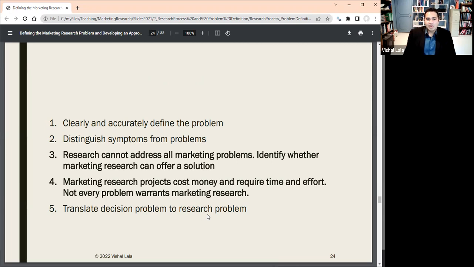So as I noted earlier, a researcher cannot address all marketing problems. They need to identify whether research can offer a solution, and only pick and choose the problems that are worth pursuing. Not every problem is worth undertaking a research project for. And ultimately, one must be able to translate the decision problem into a research problem.